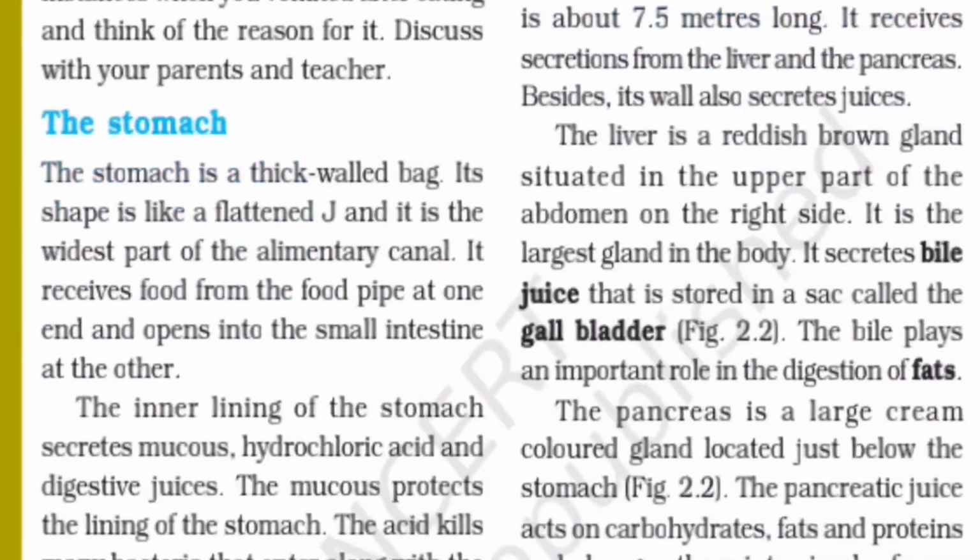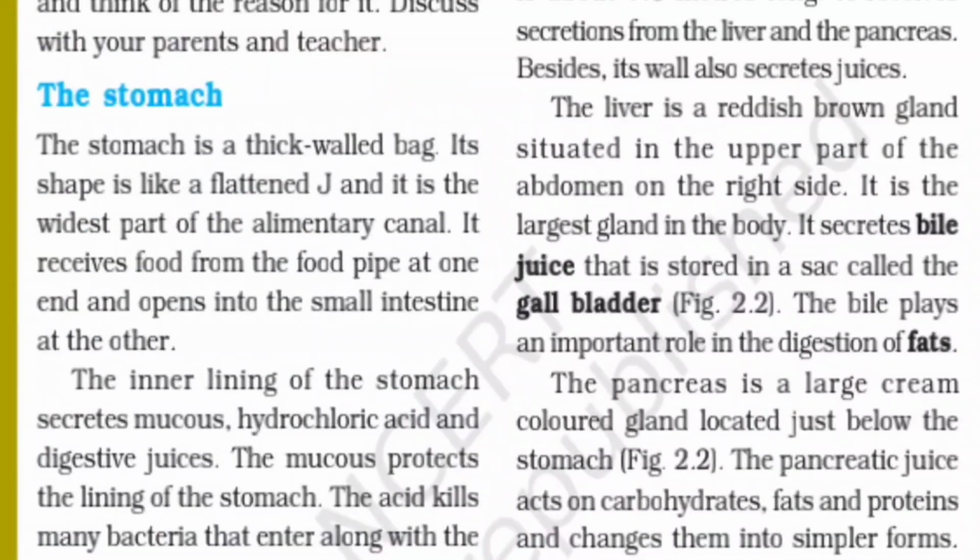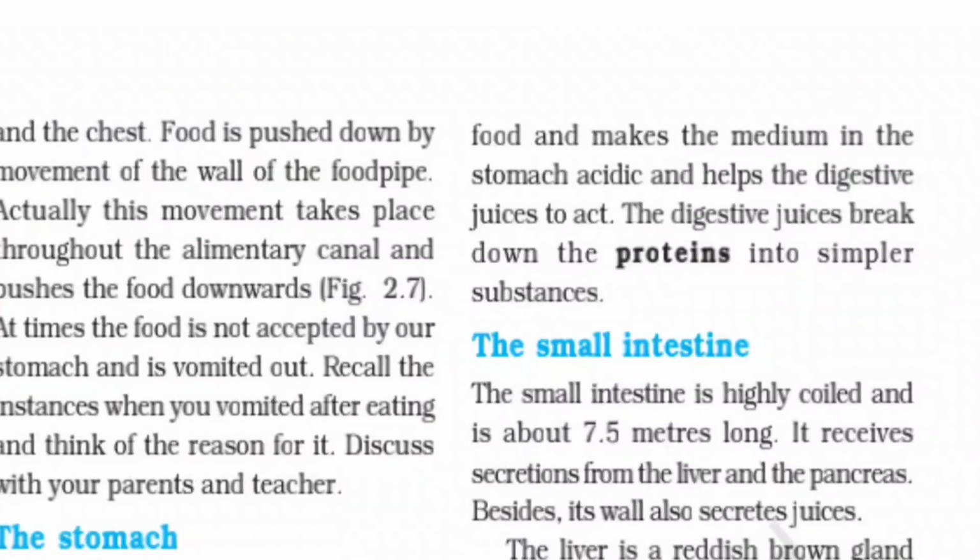The stomach. The stomach is a thick-walled bag. It is shaped like a flattened J and it is the widest part of the alimentary canal. It receives food from the food pipe at one end and opens into the small intestine at the other. The inner lining of the stomach secretes mucus, hydrochloric acid, and digestive juices. The mucus protects the inner lining of the stomach. The acid kills many bacteria that enter along with the food and makes the medium in the stomach acidic and helps the digestive juices to act. The digestive juices break down the proteins into simpler substances.